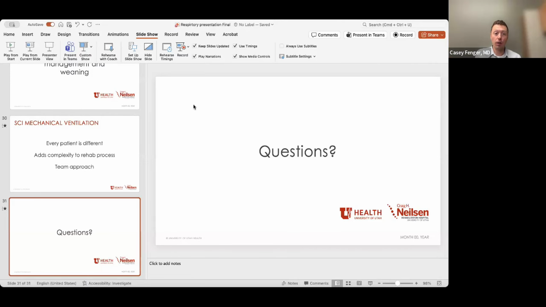Yeah, the routine barriers I run into are the cough assist and the anxiety piece. Let's put aside someone who has a complete C1 or C2 injury and isn't neurologically intact enough to wean. If someone is neurologically intact enough to wean, those are definitely the biggest barriers.